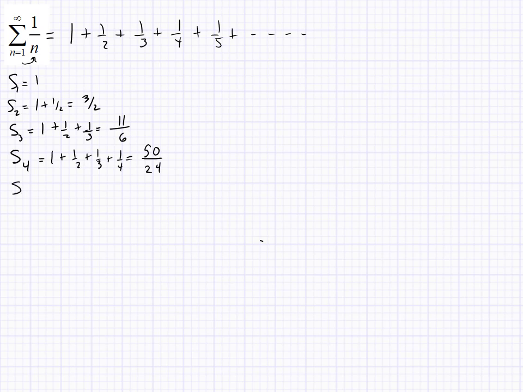I'll go one more. Fifth partial sum, 1 plus a half plus a third plus a fourth plus a fifth. So what's the common denominator? It'd be 120. So what? 250 plus 24, so 274 over 120.